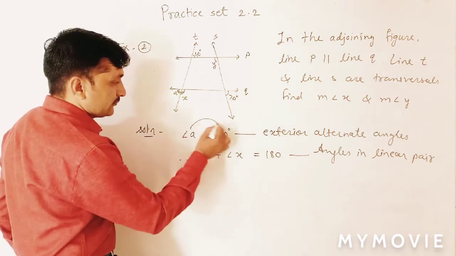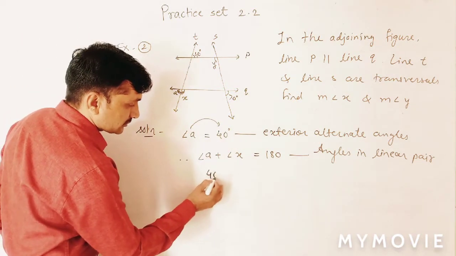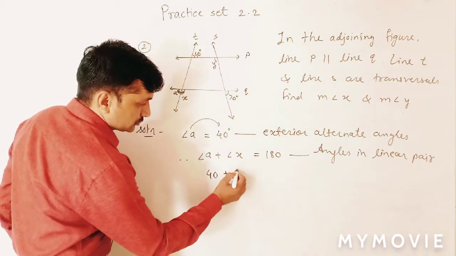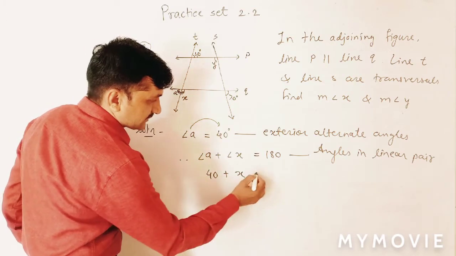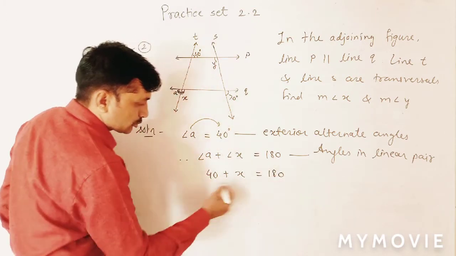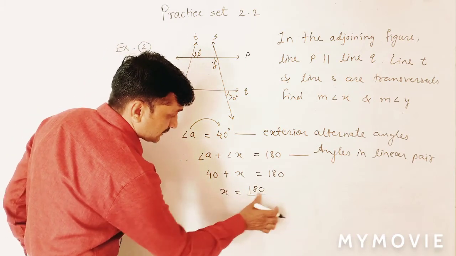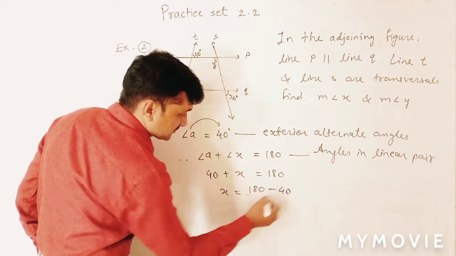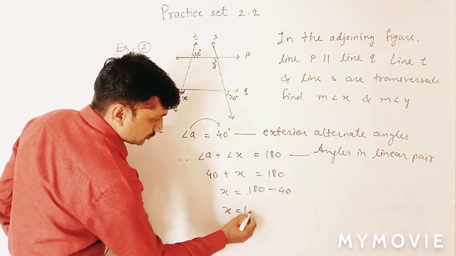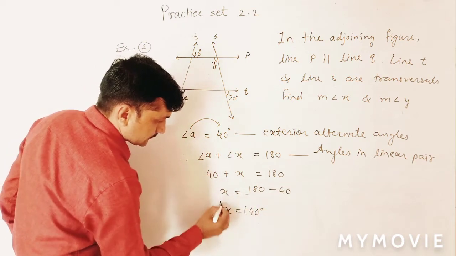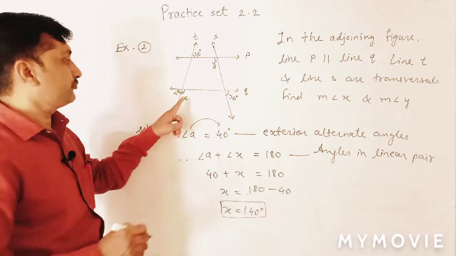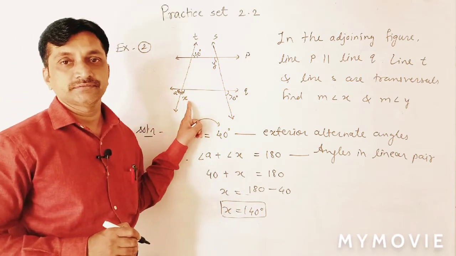Now angle A we know is 40 degrees, therefore here we put the value: 40 plus x is equal to 180. Now by transposing, x is equal to 180 minus 40. So x is equal to 140 degrees. We got the value of x here.